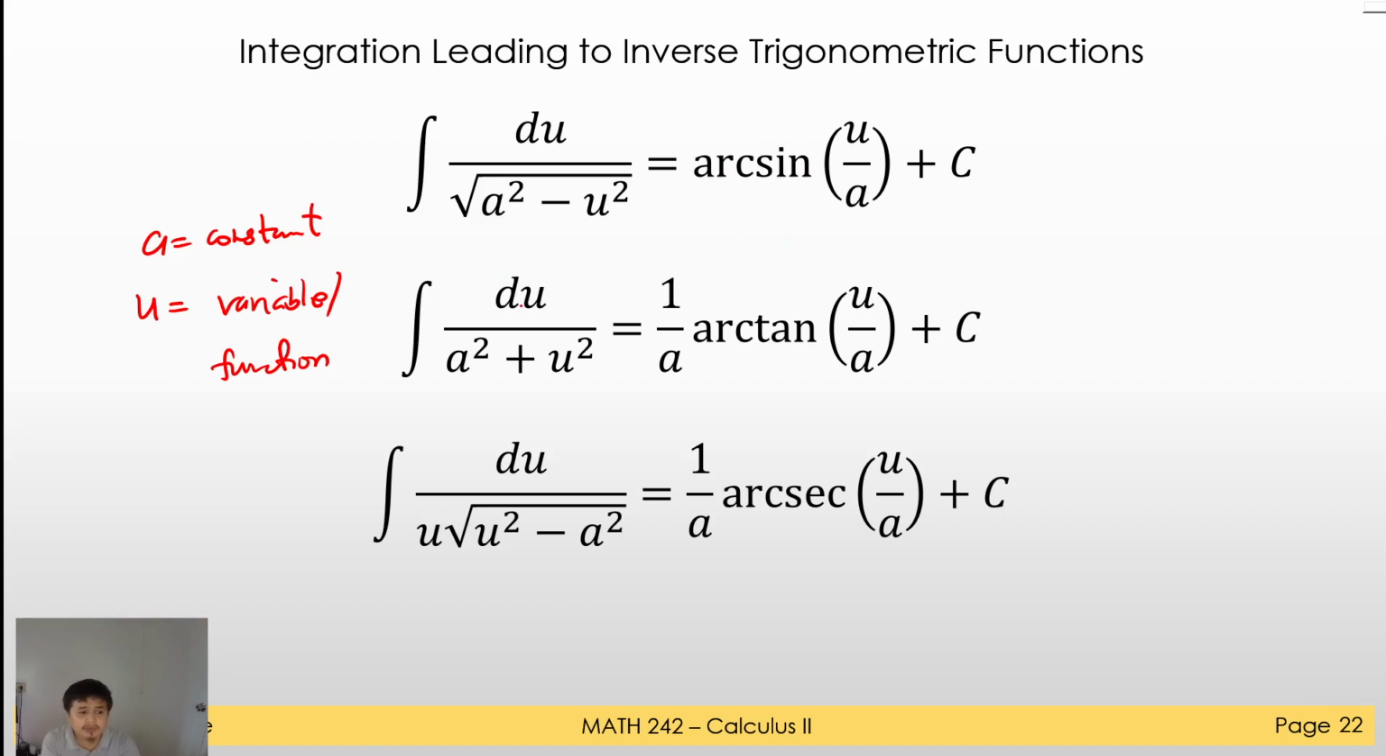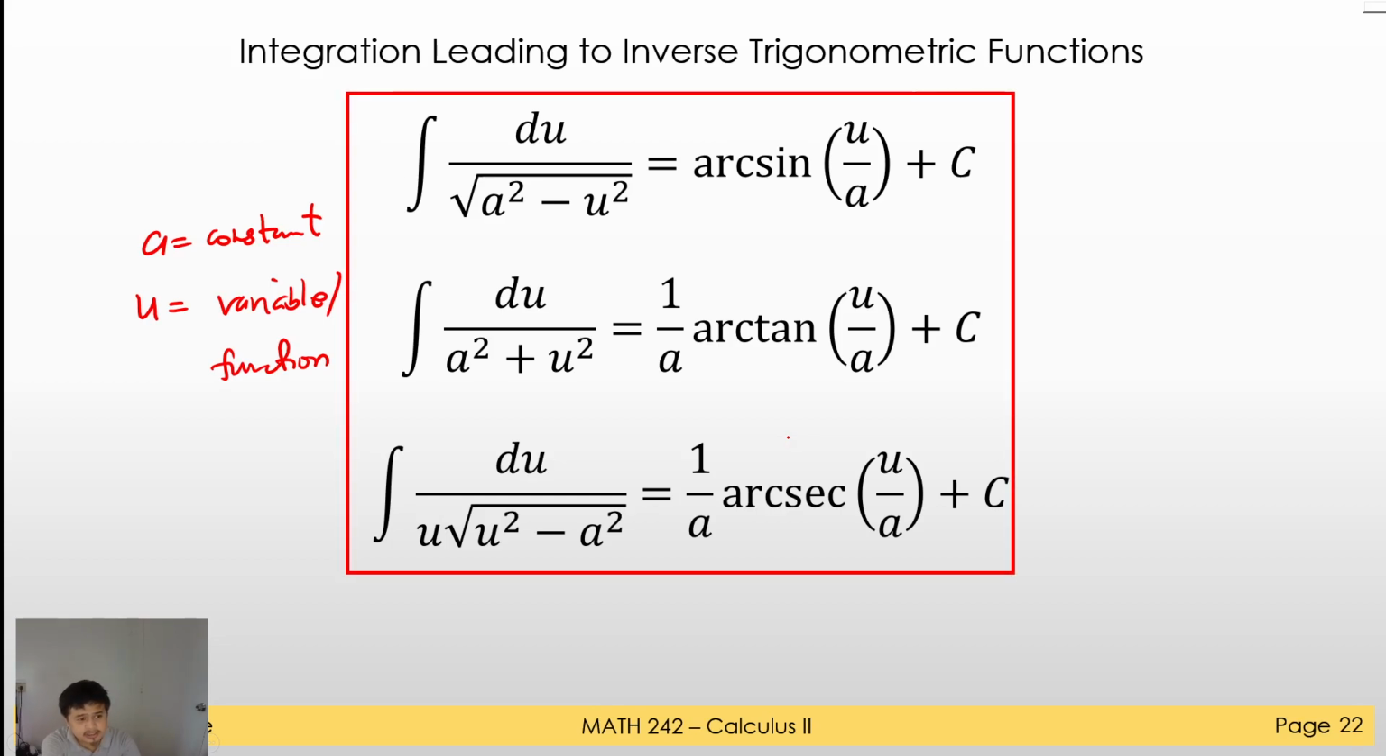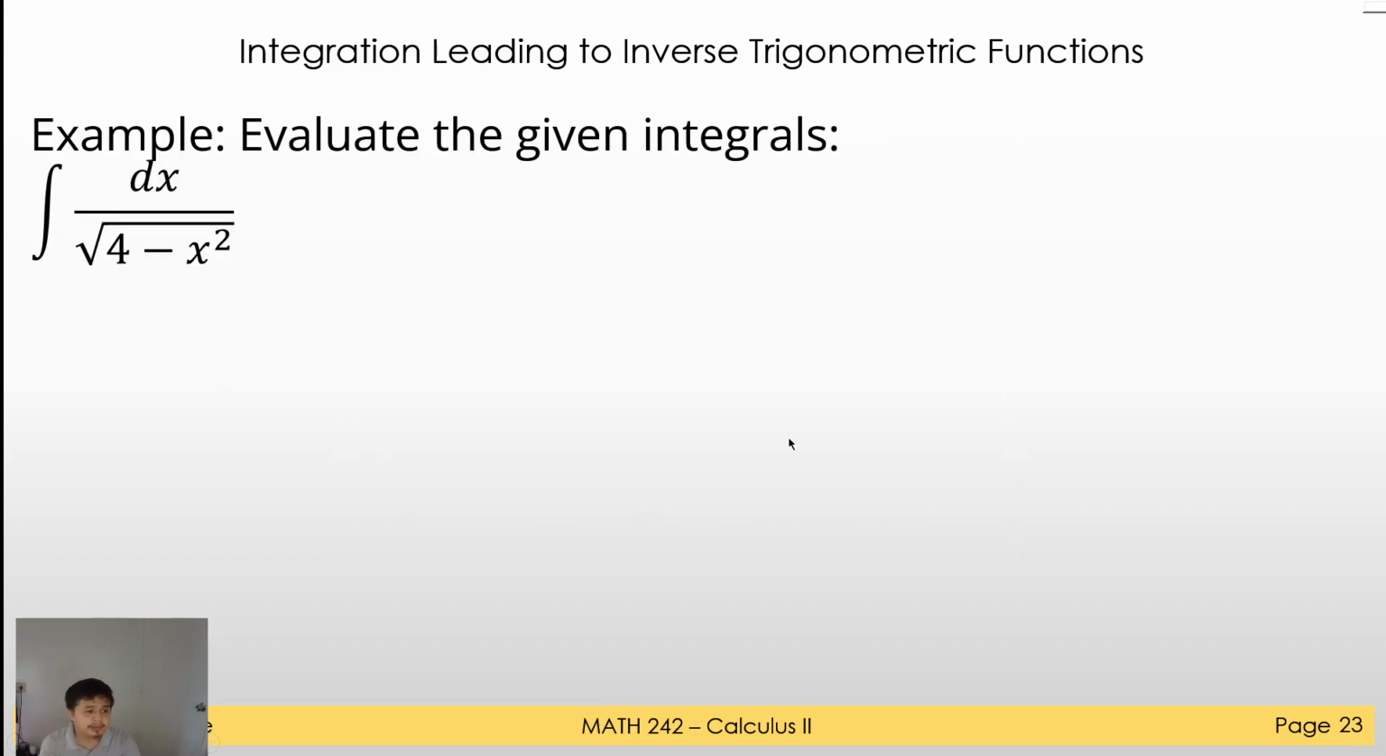And then for the integral of du over a squared plus u squared, we have 1 over a arctangent u over a plus c. And for the last one, we have du over u times the square root of u squared minus a squared, which is arcsecant u over a. So how is this derived? From your differential calculus, this is actually derived from the trigonometric identities. Okay, so let's move on and discuss an example.